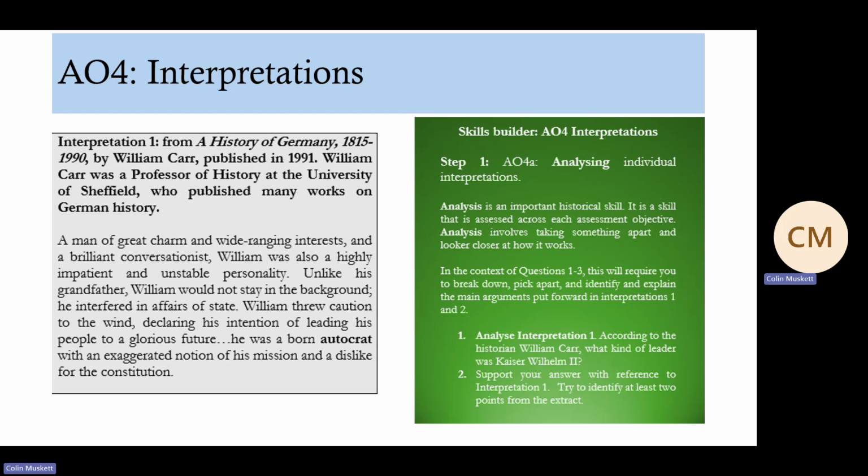So as yet, there hasn't been any extracts of Kaiser Wilhelm. So that's one I prepared from a book I've got, published by William Carr. And it just gives a little breakdown of the Kaiser's personality. There's a couple of things you can do there. In just the analysis part, unpicking the key arguments in the extract. What sort of view does William Carr take of Kaiser Wilhelm?